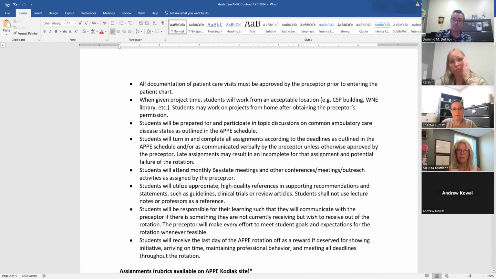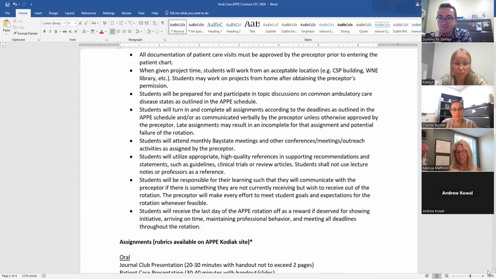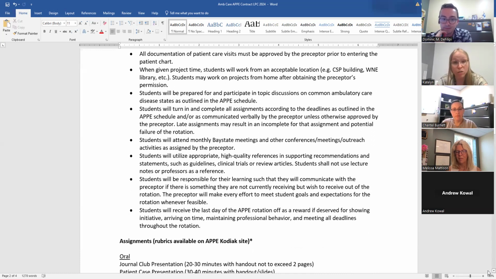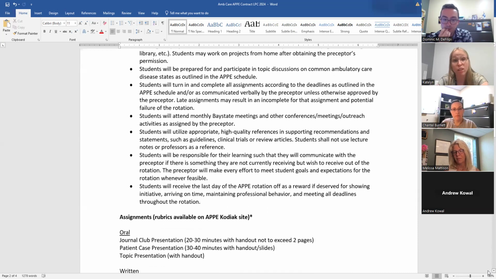You'll see when I show you my calendar that we have different topic discussions, and so they should be prepared for those. And I'll show you on my Kodiak page later that I upload documents, guidelines, things they should use to prepare for those. I specifically say how all assignments need to be turned in by the deadlines, unless they talk about it with me prior, but that missing those deadlines can result in failure of the rotation.